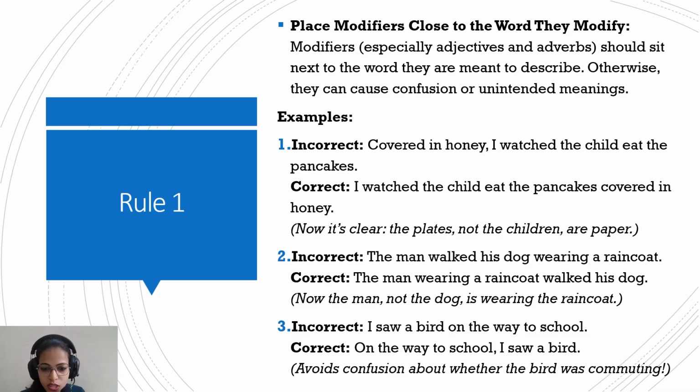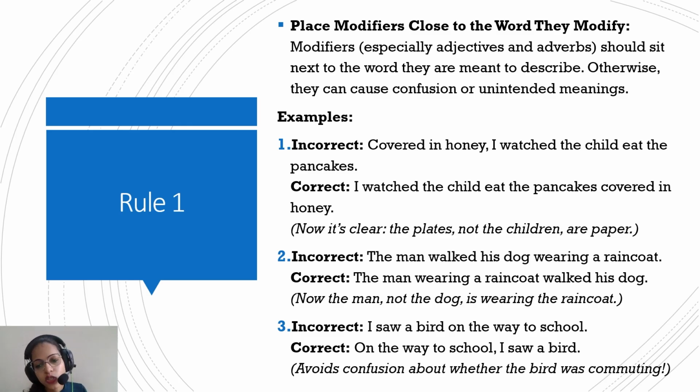Oh, I'm sorry. Here it says that now it's clear the plates and not the children are paper. I'm sorry, this explanation of the previous statement, written here, is wrong. So please do not be confused. Let's look at the second example.